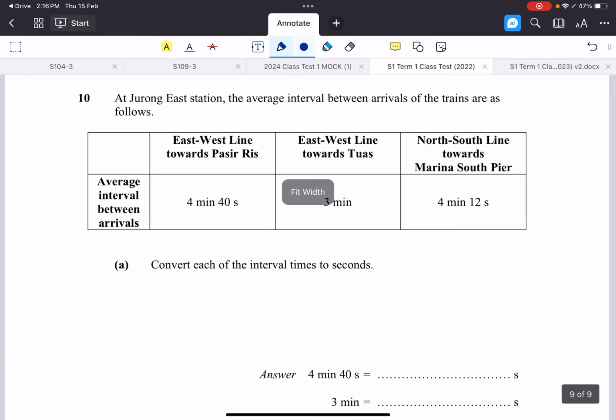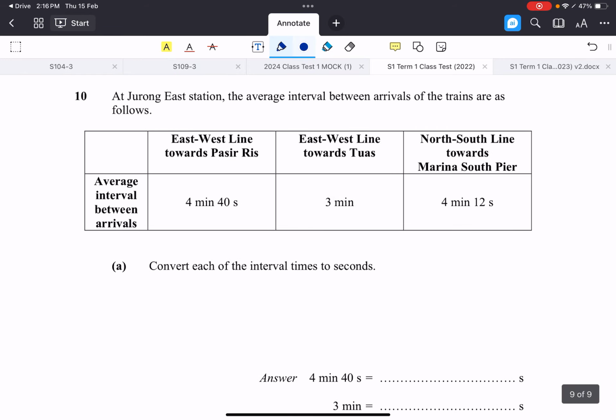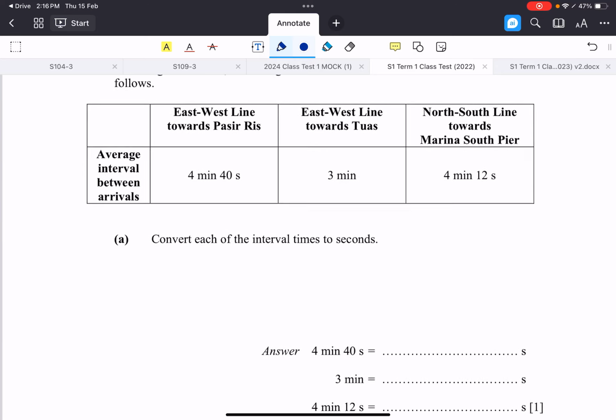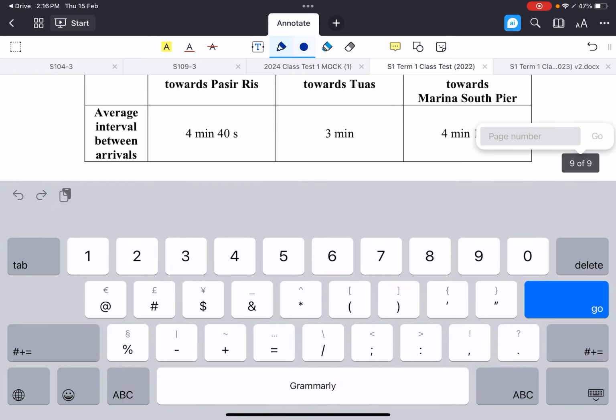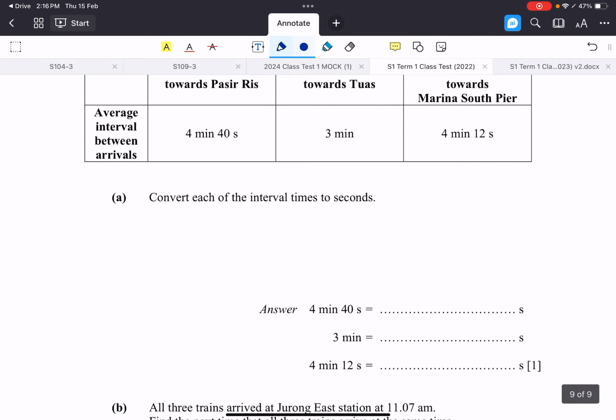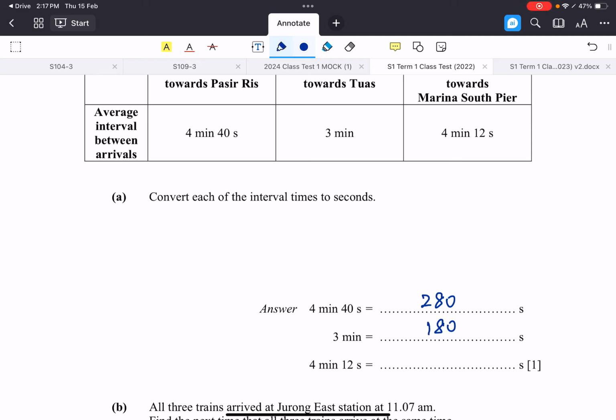Right, next question. At Jurong East Station, the average interval arrival of the train is as follows. So we have a table with the information. Convert each of the following to seconds. So from minutes to seconds, we just need to multiply the minutes with 60, right? So 4 times 60, then 4 times 60 is 240, then you plus 40. Oops. So this will give us 280 seconds, right? 3 minutes is 180. So 4 minutes, 4 times 60, you get 240 plus 12 seconds is 252 seconds.